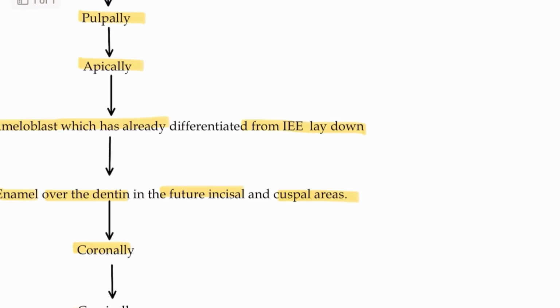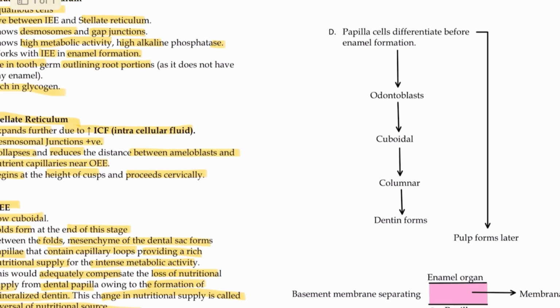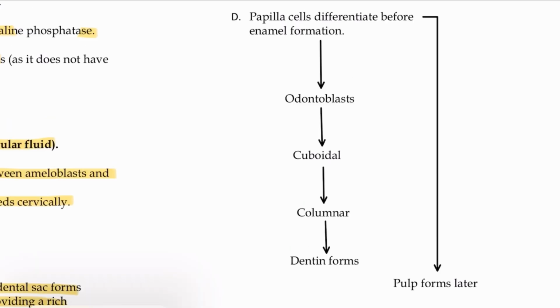Now what has happened to the connective tissue cells side by side? Dental papilla cells differentiate before the enamel formation. They form the odontoblast जो कि cuboidal रहेंगे पहले, then followed by columnar and then they will form dentine and they will form pulp later on. Okay, तो पहले उसने dentine बना दिया, pulp भी बनाया, enamel ऊपर IEE से हम लोगों का enamel बन गया, तो तीनों चीज़ें बन गई.